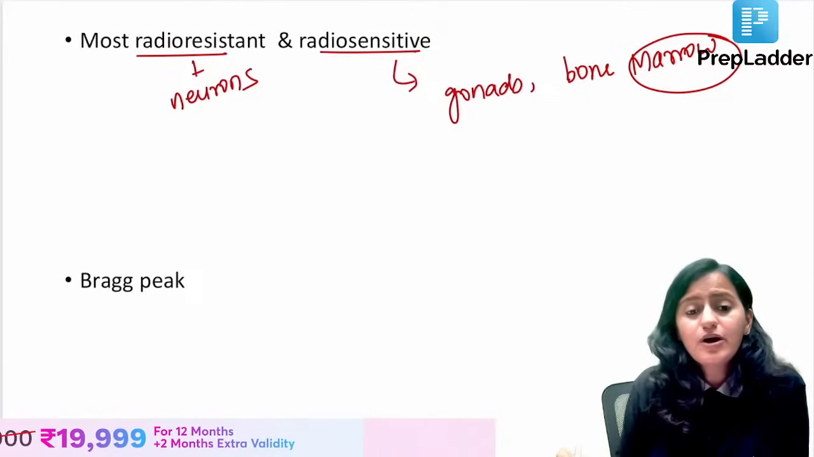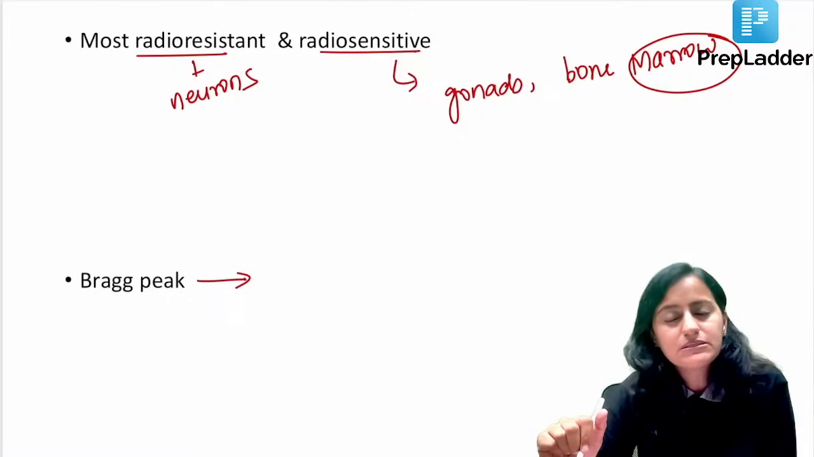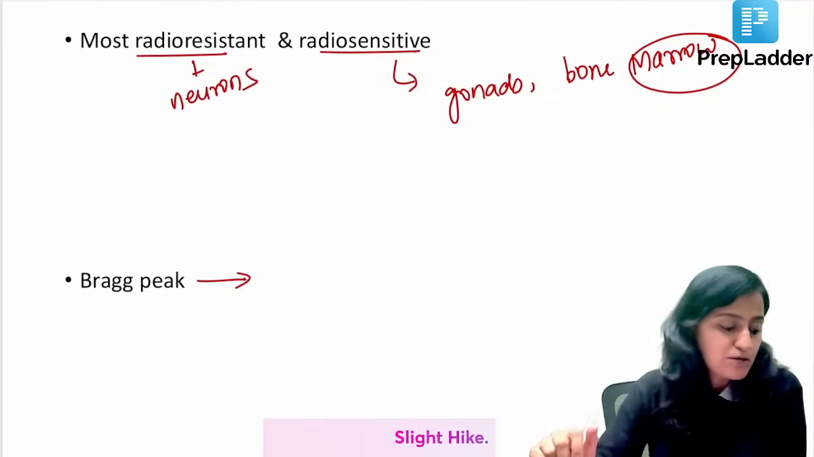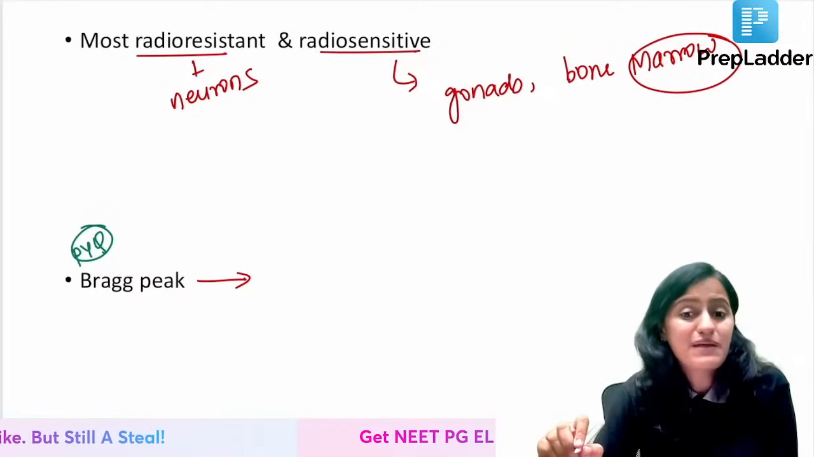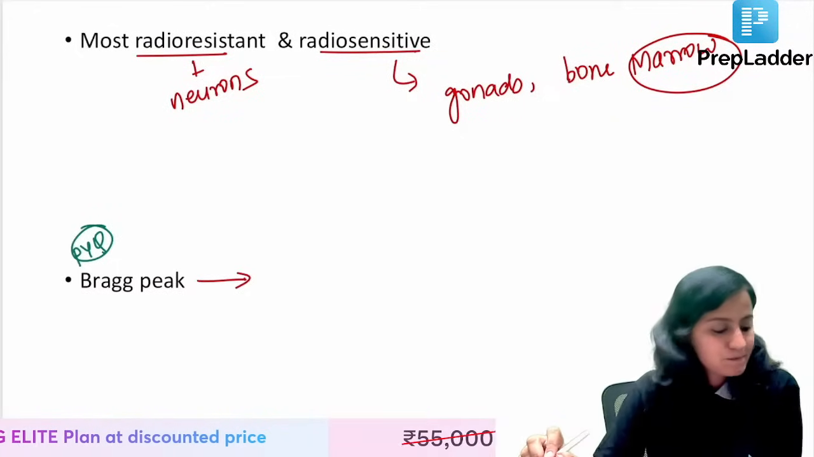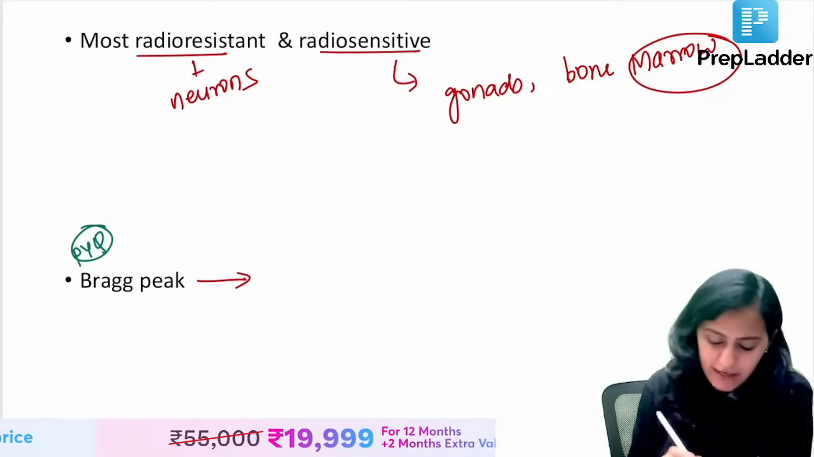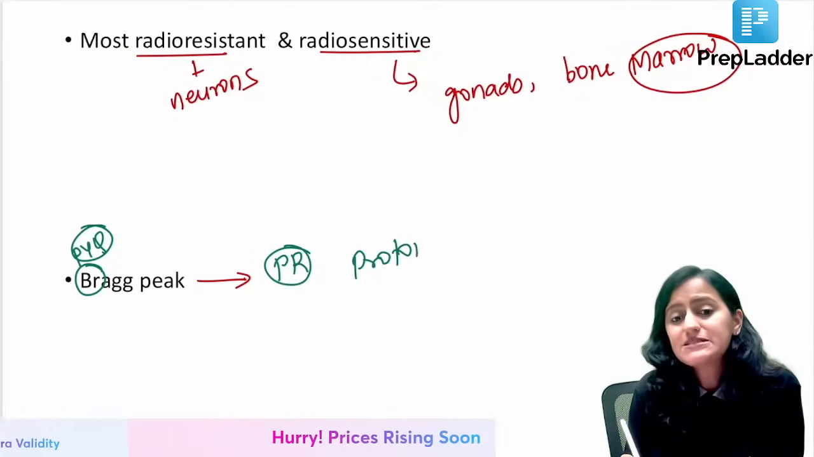Right. Going to next one, Bragg peak. What is Bragg peak seen with? In radiotherapy, we talk about Bragg peak. This is your PYQ of NEET PG exam. What is Bragg peak seen with? Yes, very good. Remember, Bragg peak is seen with P, that is proton.